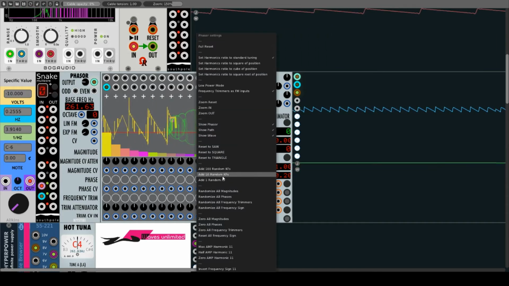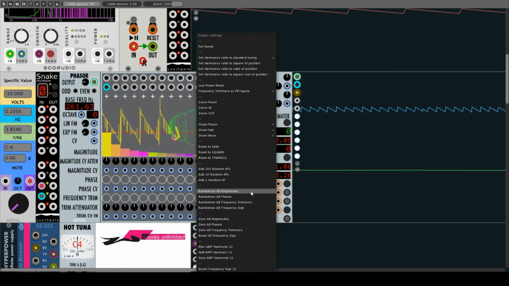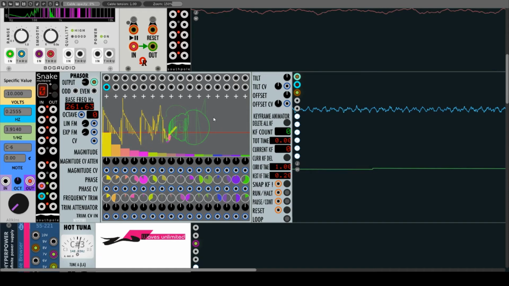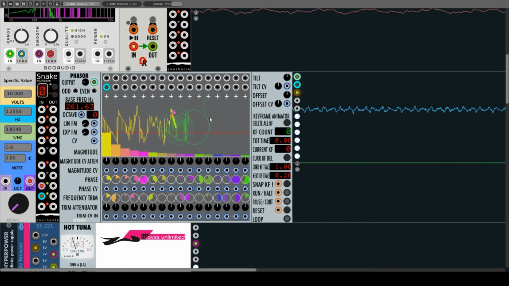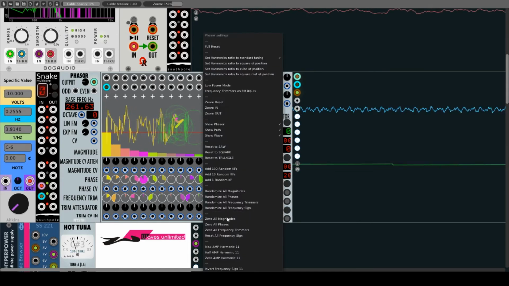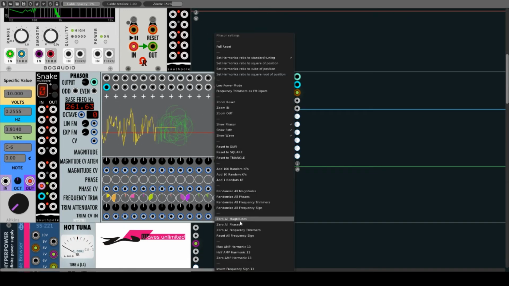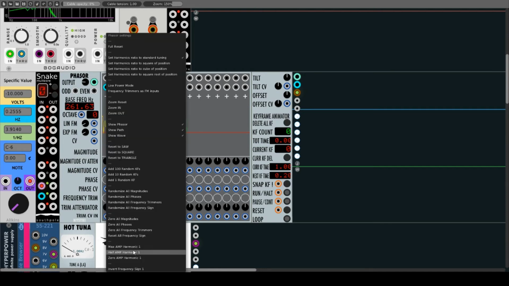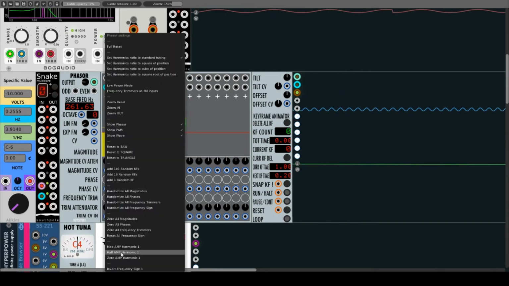As already mentioned, various elements of Phaser can be randomized individually: magnitude, phase, frequency trimmer, and frequency sign. Each of these elements can also be reset individually to 0 or, in the case of frequency sign, to the starting position. If you right-click in the field directly over a magnitude attenuator, you have the option to set the magnitude to full, half, or 0, and to change the corresponding sign.